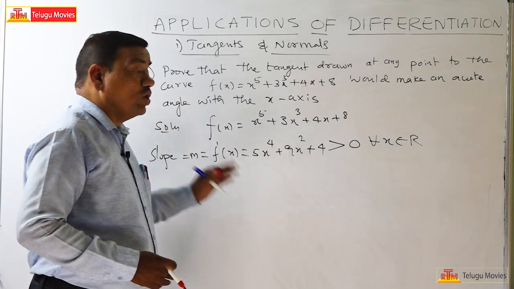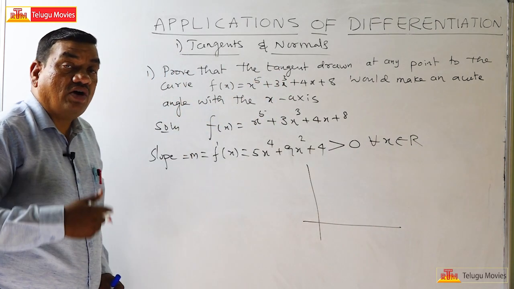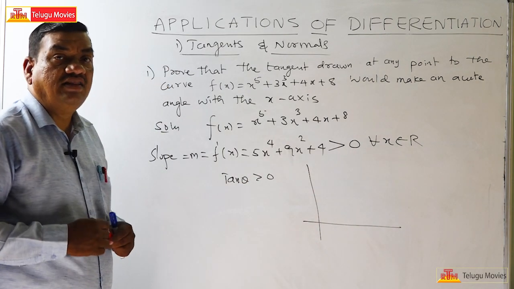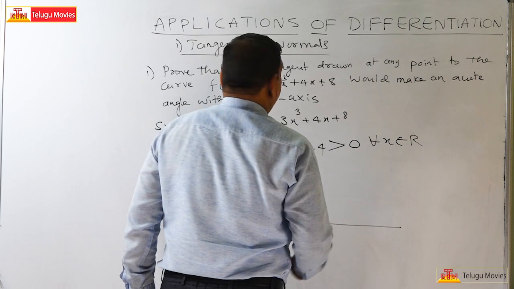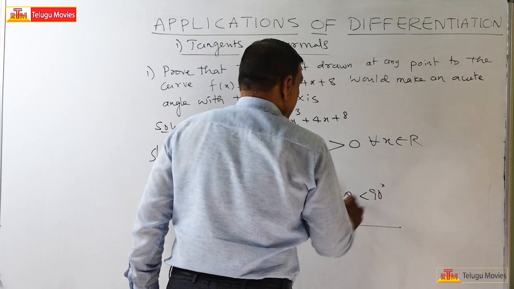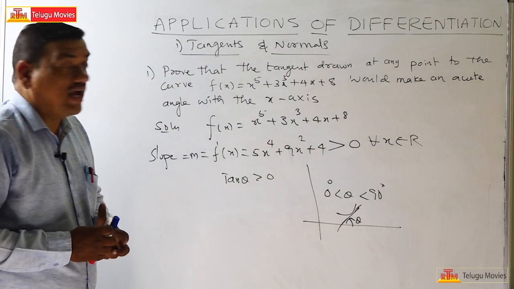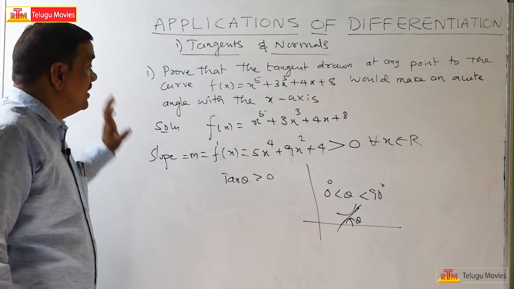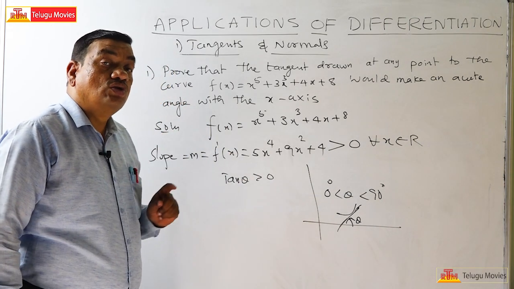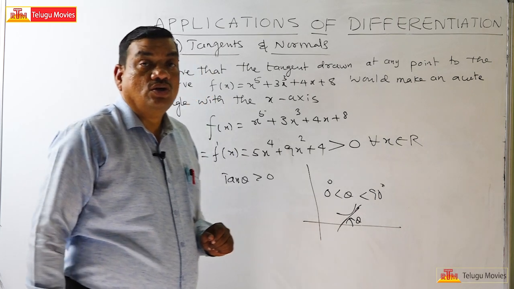That means the slope is positive. Slope positive means tan theta is positive. Tan theta is greater than 0. Understand? Tan theta greater than 0 means theta should make an acute angle, so theta lies between 0 and 90 degrees. Even though you draw the tangent, it will make an acute angle, which means it lies in the first quadrant. Here we got a positive value for tan theta, so positive value means the inclination will be 0 to 90.